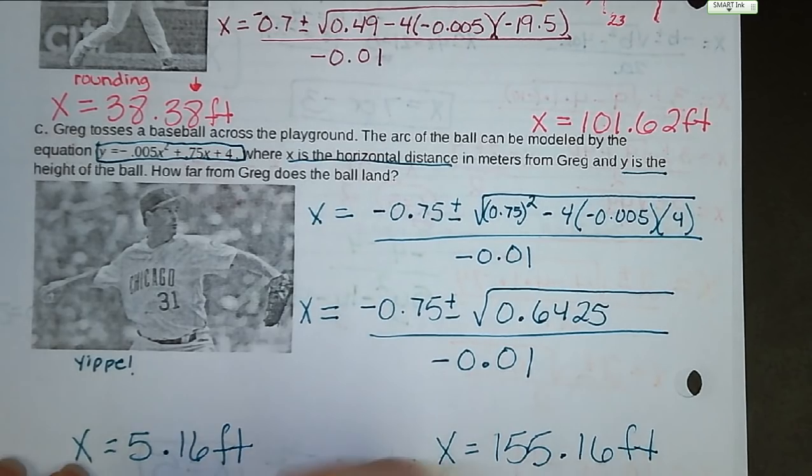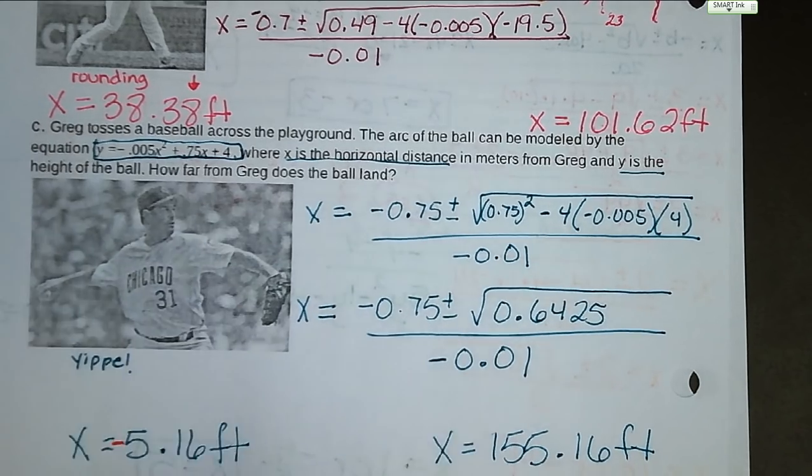So either when Greg was throwing the ball, it slipped out of his hand and fell behind him. Typical Cub. Or, yeah, he's a Hall of Famer. Yeah, whatever. Greg Maddux, Hall of Fame. Okay, whatever. He actually is a Hall of Famer. All right. My favorite baseball player. Yeah, whatever. Anyways, or most likely it went 155.16 feet in front of him and then landed.